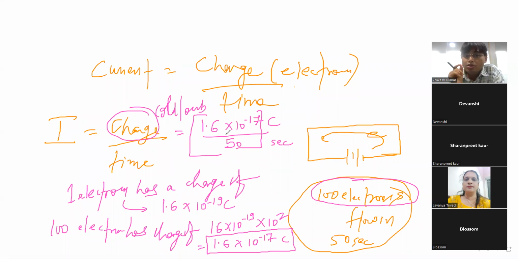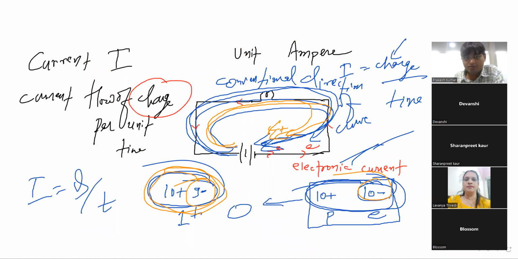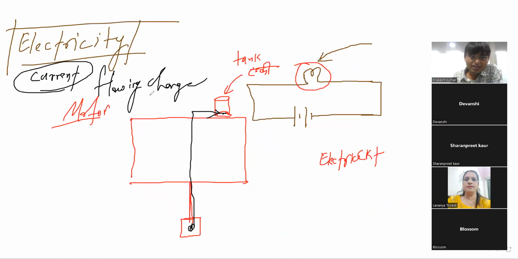Whatever the current is, I will find it by charge by time. Now I am coming to a point which is called voltage. This concept, what I'm trying to say about voltage.